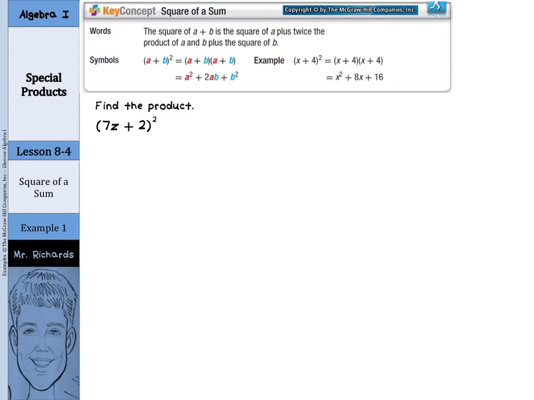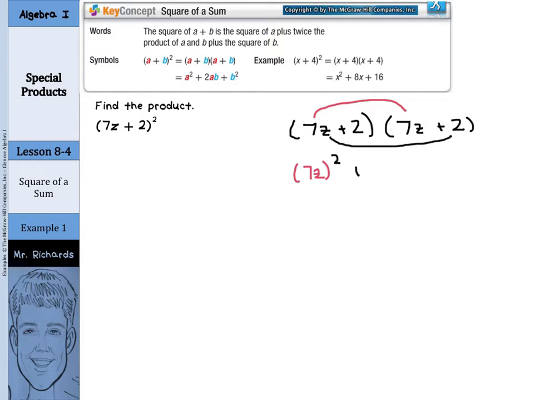Now, we have 7z plus 2 and that's squared. Well, what if I had this written out as 7z plus 2 times 7z plus 2. Typically what you would do here is FOIL. We would do our first, which would be 7z times 7z, or just 7z squared. And then you would do your outer, which would be plus 7z times 2, plus your inner of 7z times 2. And then lastly, your last of 2 times 2, which is just 2 squared.